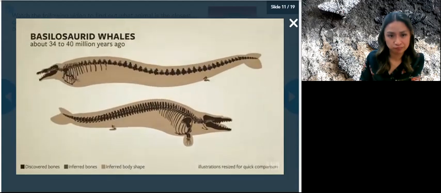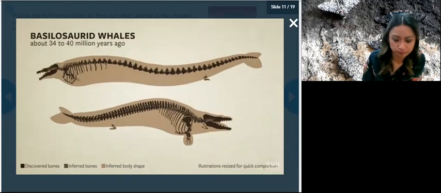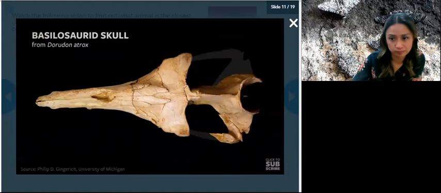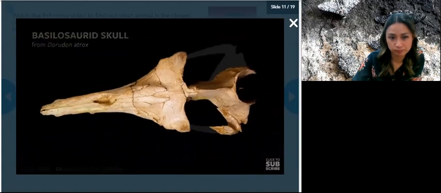These are two species of extinct basilosaurid whales. These animals are known from multiple well-preserved skeletons, and they appear to have lived side by side, roughly 34 to 40 million years ago. In this photograph, we're looking down at the top of a basilosaurid skull. This is not a model or a cast. These are the actual bones which were pulled from the ground.